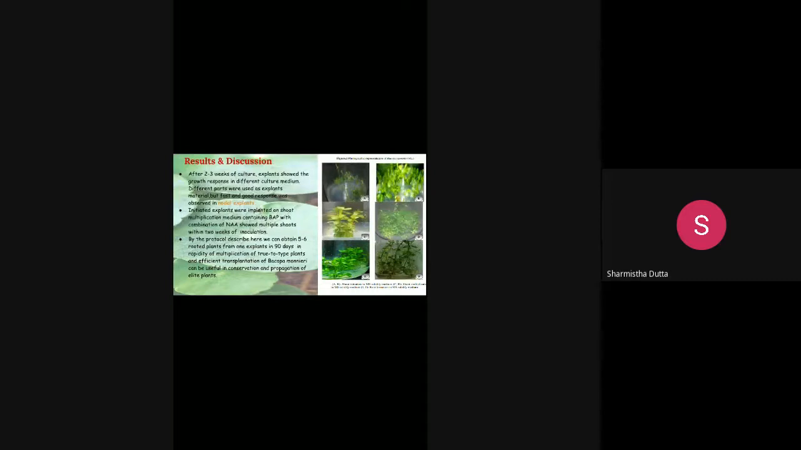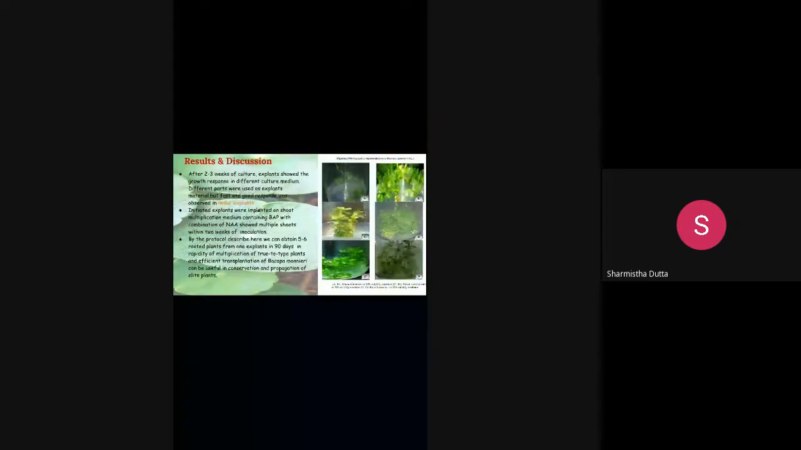weeks of inoculation. By the protocol described here, we can obtain 5 to 6 rooted plants from one explant in 90 days, and it increases the rapidity of multiplication of true to type plants and efficient transplantation of this medicinal plant, Bacopa monnieri, which can be useful in conservation and propagation of allied plants.